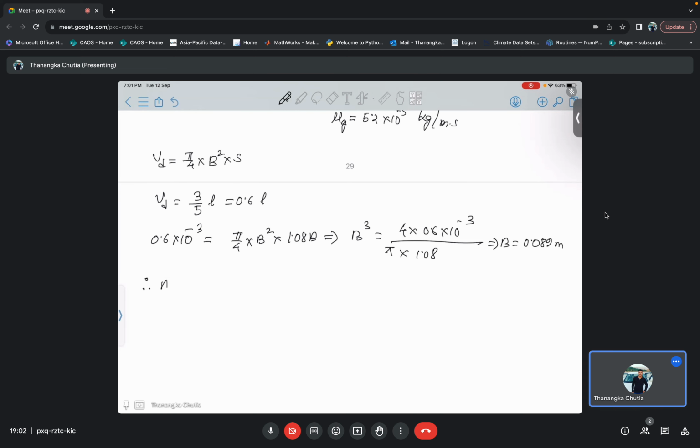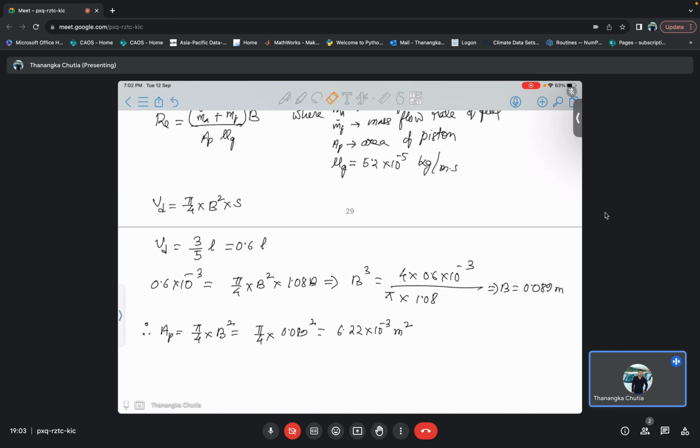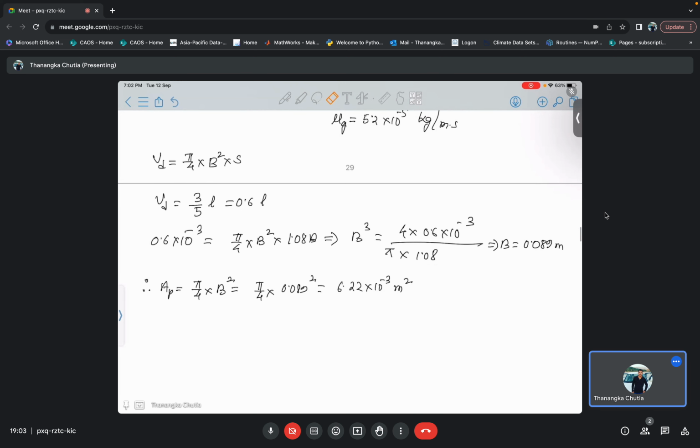Therefore my area of the piston will be pi by 4 times B square, that is pi by 4 times 0.089 whole square, which is 6.22 into 10 to the power minus 3 meter square. So the area of the piston is done, the bore is done. Now we have to calculate the mass flow rate of air.